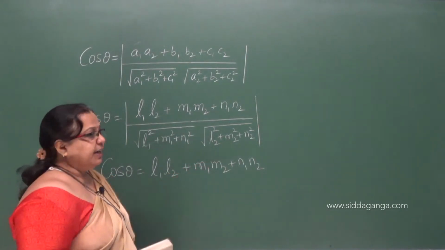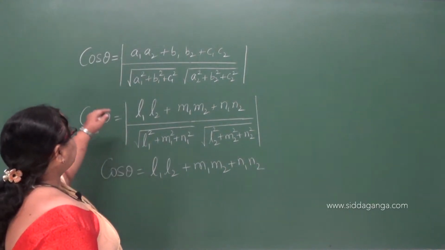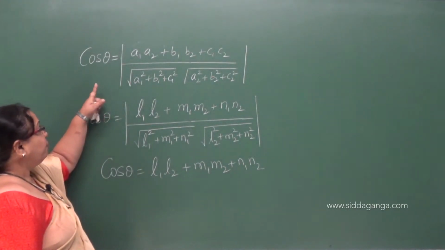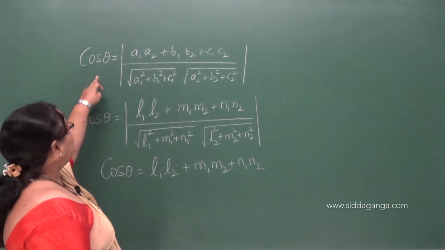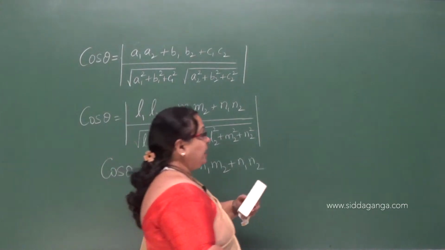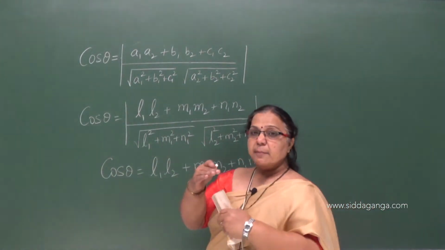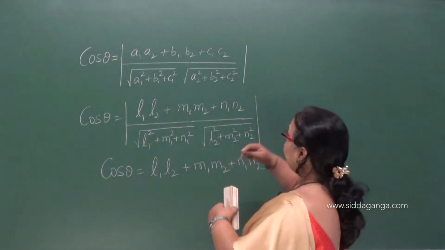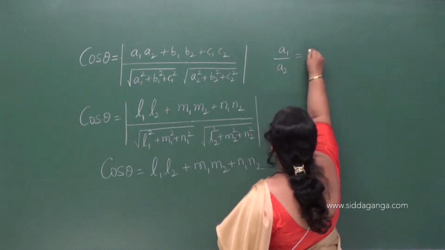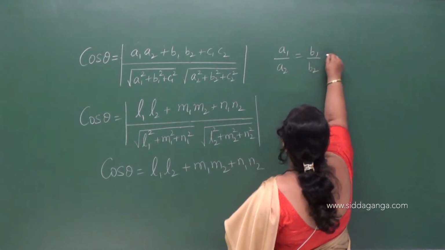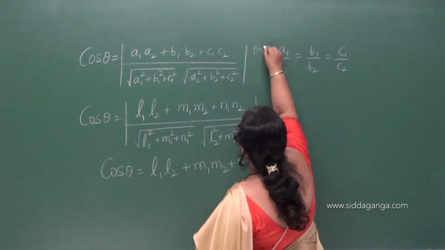Therefore cos theta equal to L1 L2 plus M1 M2 plus N1 N2. So here in particular, if theta equal to 0 degree, in terms of ratio, theta 0 means the lines are parallel. So therefore the condition here is a1 by a2 equal to b1 by b2 equal to c1 by c2. This is when theta equal to 0.